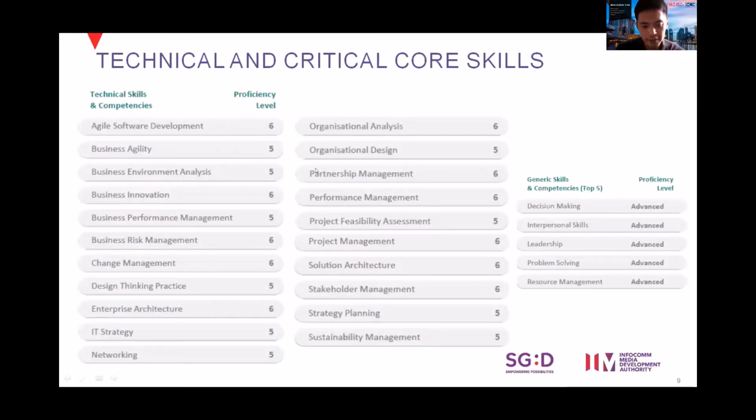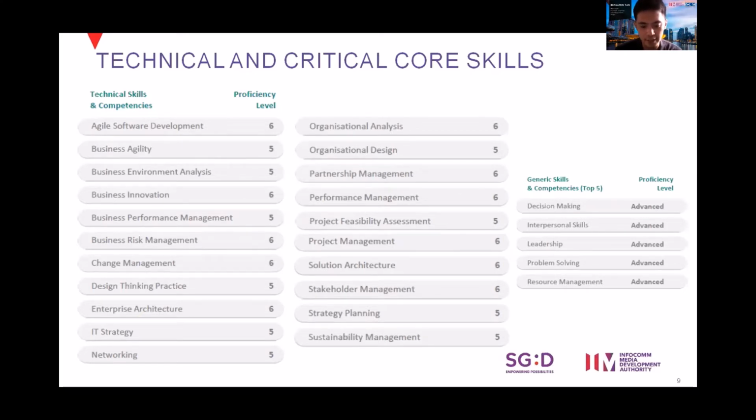And after understanding the work functions of a particular role, the next piece of information that most people will be interested in will be what are the skills that you need to perform these functions. So you can see here that for the enterprise architect role, the skills framework actually lists out the skills that you need to perform the role of an enterprise architect. So skills such as agile software development, some business related skills here, design and architecture, strategy, as well as project management skills are all needed for one to become a competent enterprise architect.